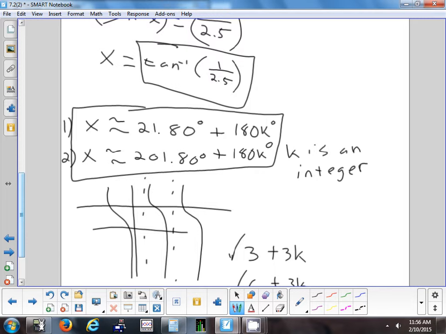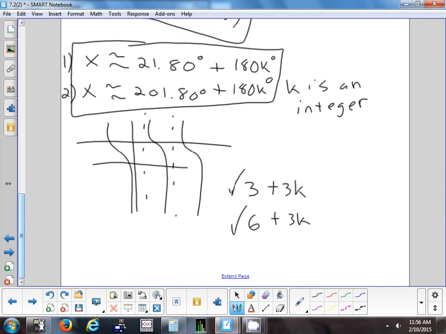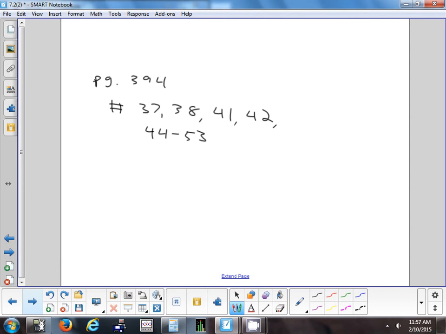Okay, so there's a lot of stuff to think about in this section. It's definitely a higher level section that kind of pulls together lots of stuff we've learned so far. Okay, any questions on that one? Okay, if you look in your book, they did most of these problems in radians. We did it in degrees. So just pay attention to which degrees or radians they ask you to use. Okay, it's on 394. It's going to have you guys try 37, 38, 41, 42, and 44 to 53.